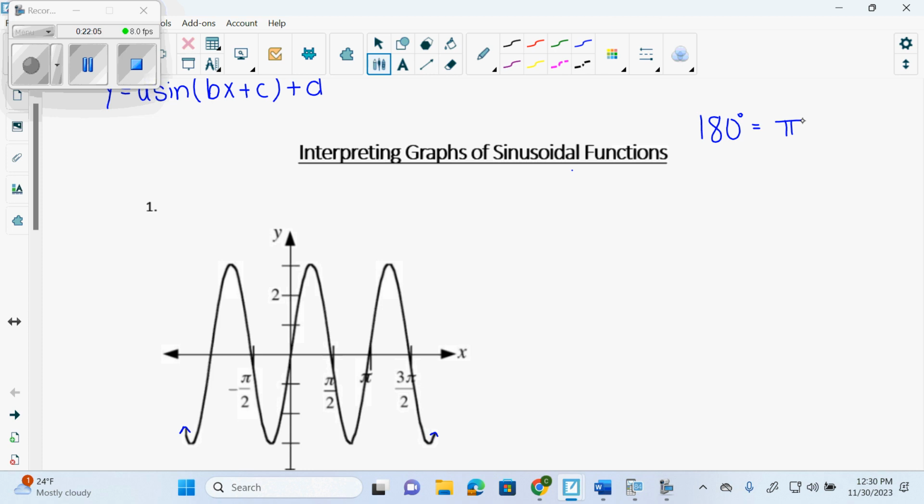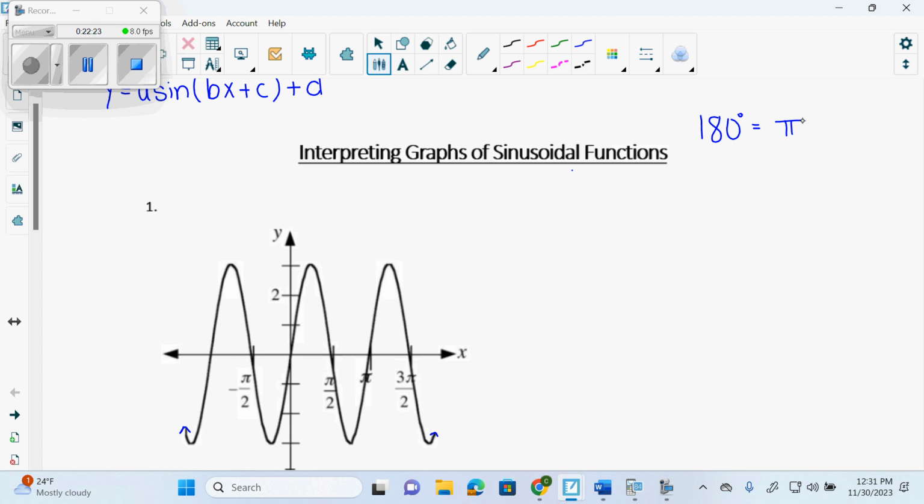So that's why the period, the only other formula on our formula sheet, is 2 pi divided by the b of the equation. Okay? But it really doesn't matter. What we need to know is it's an angle that tells us the same things in radians as it would in degrees.